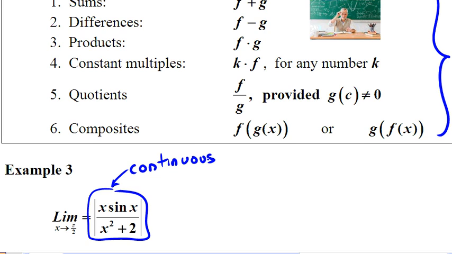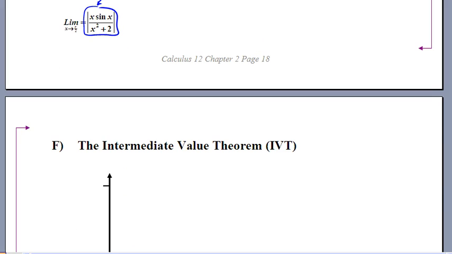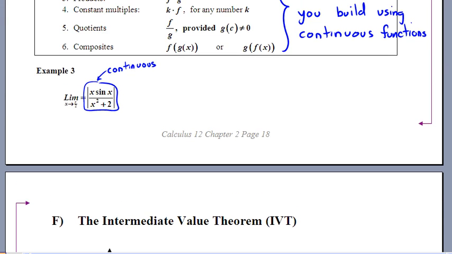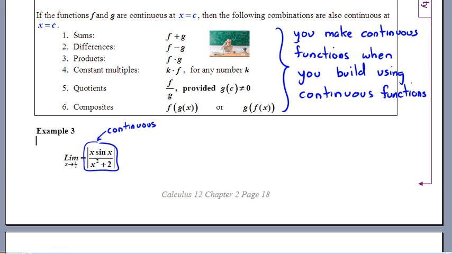It's going to be continuous, especially at pi over 2. So if I needed to do this limit, I would feel totally comfortable simply doing direct substitution. I would say, let's just substitute the value in. You're allowed to do that for continuous functions, and I know it'll be continuous. If anybody questions me, I can say, hey, look, I made it out of continuous things. So let's just do direct substitution.